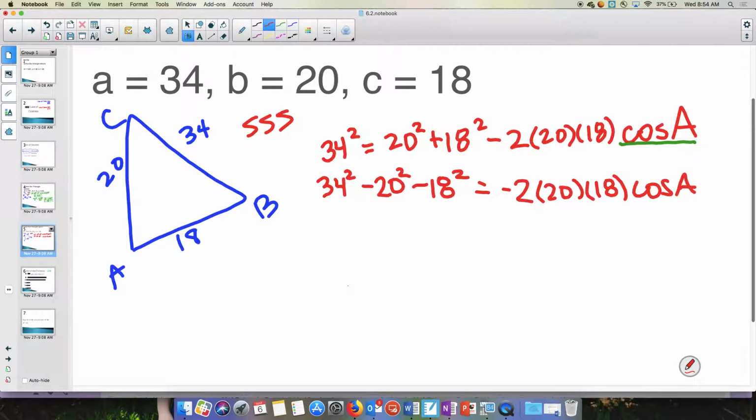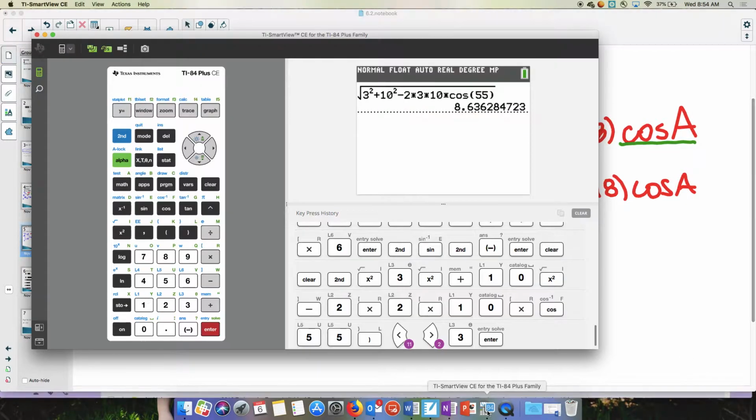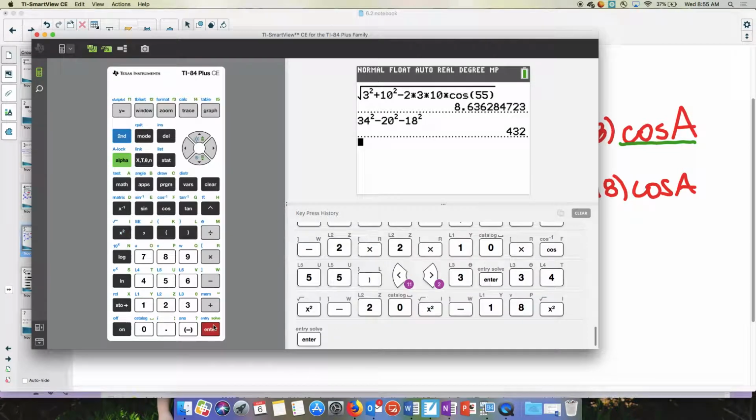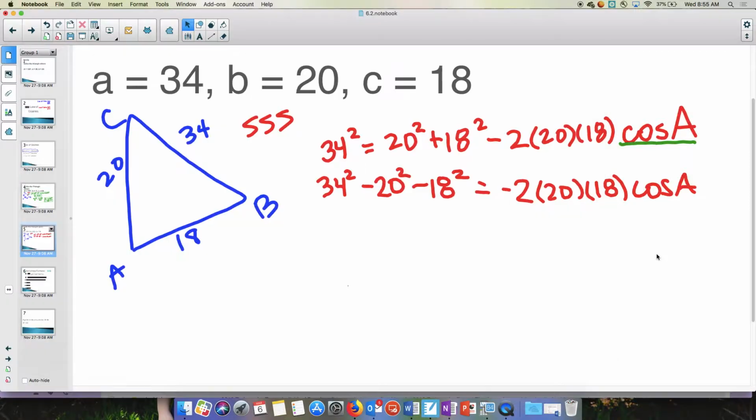Okay, so in your calculator, we can take that 34 squared and we can subtract over, was it 20 squared and 18 squared? Okay. So we have 432. Can somebody tell me what negative 2 times 20 times 18 is? Negative 720.